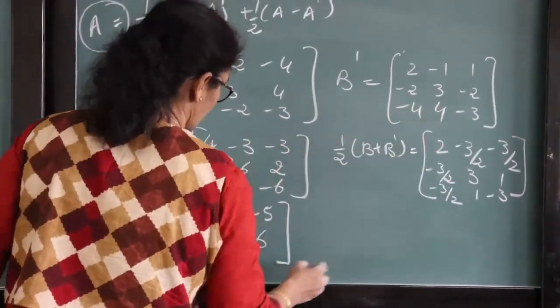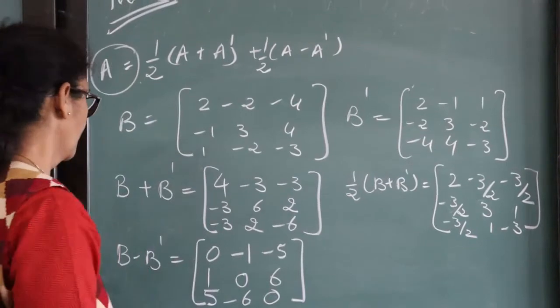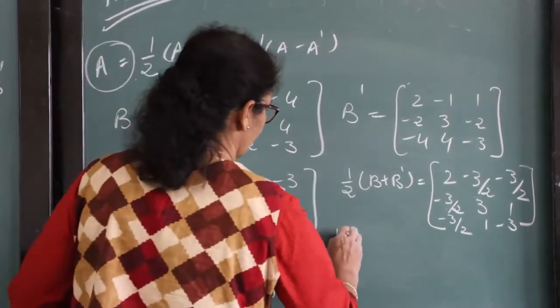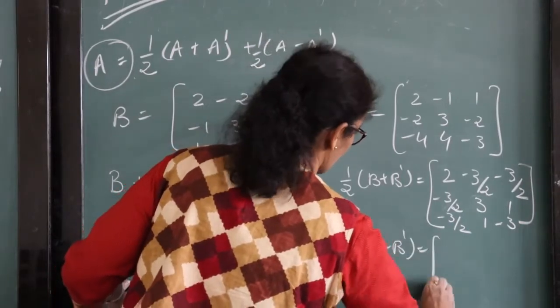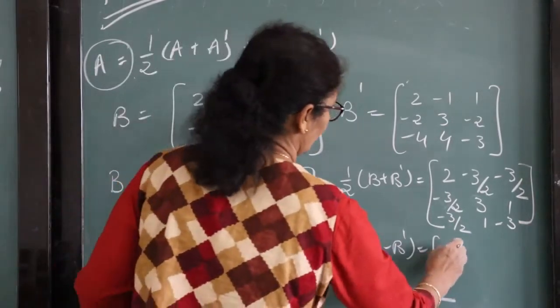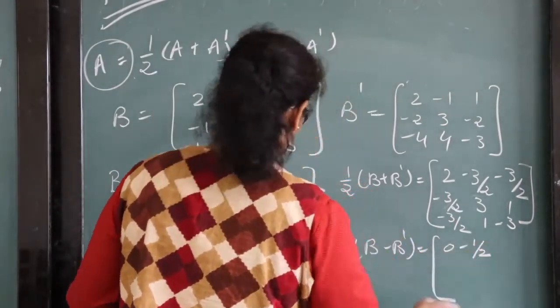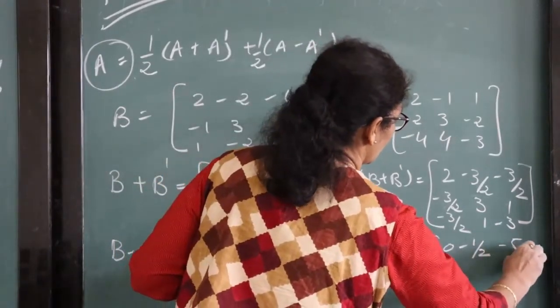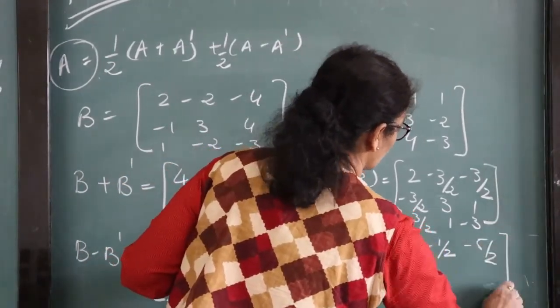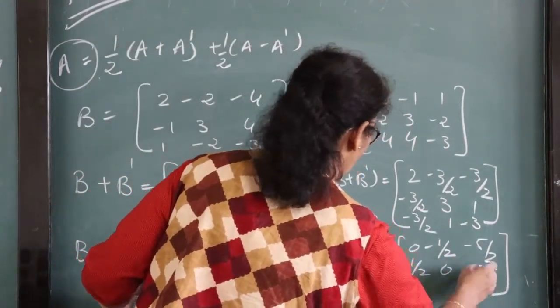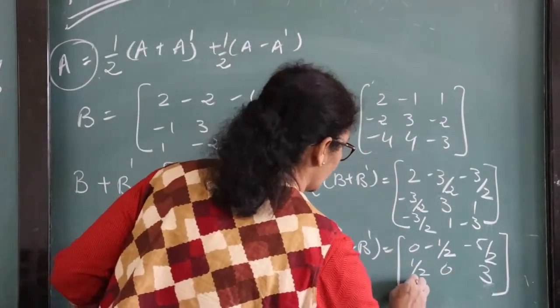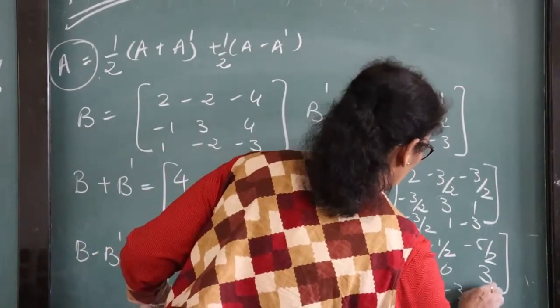Minus 3 minus minus plus, so 0. Now again write half of B minus B transpose. So let's divide this also by 2. All the terms will be divided by 2. 1 by 2, 0, 6 by 2 is 3. 5 by 2, minus 3 and 0.